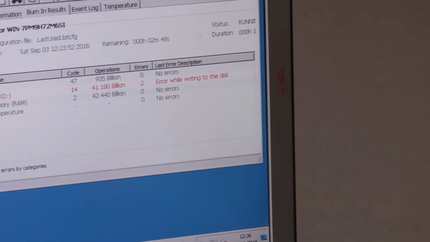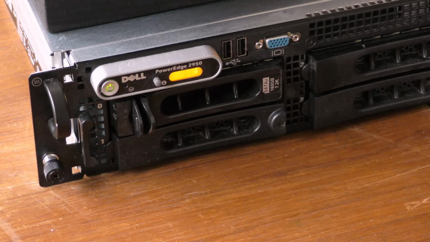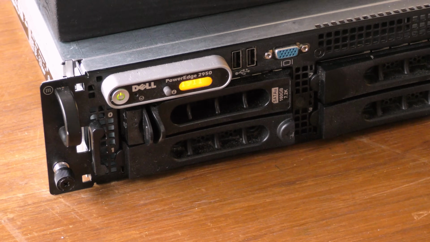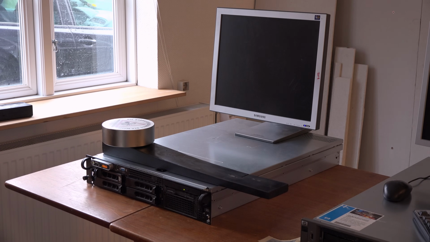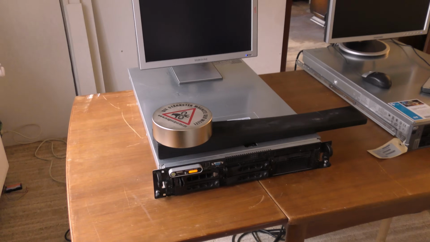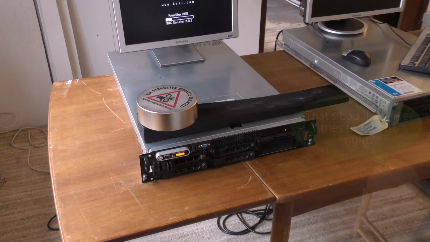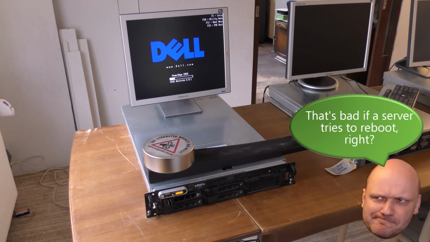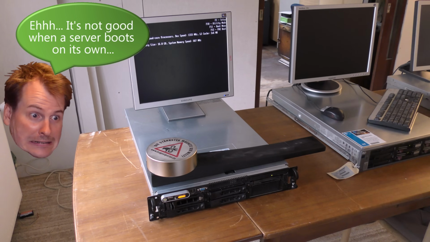It will probably... There is no light in it anymore. No. We killed it. No reason to carry on. And the server black screened. It's probably gonna try and boot. I don't think it's gonna boot with the magnet right there. That's bad. If your server tries to reboot, right? It's not good when a server boots on its own.